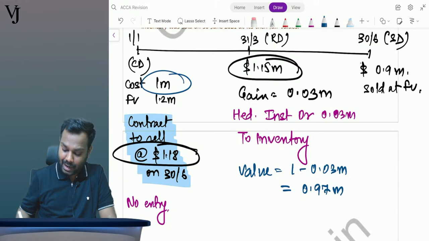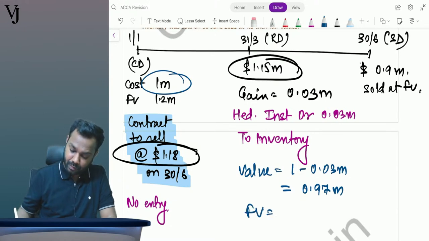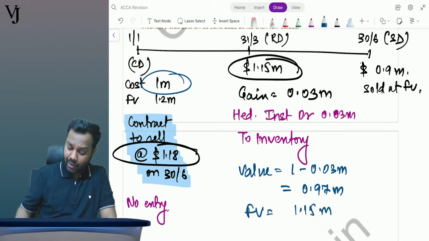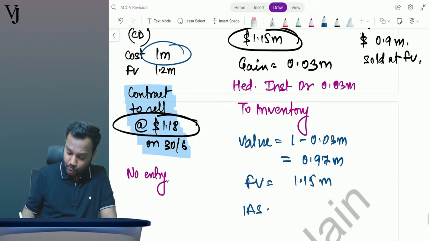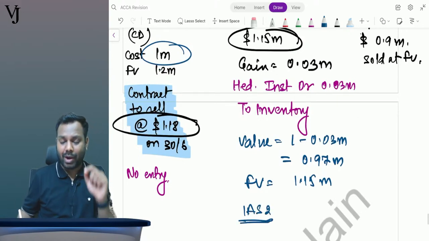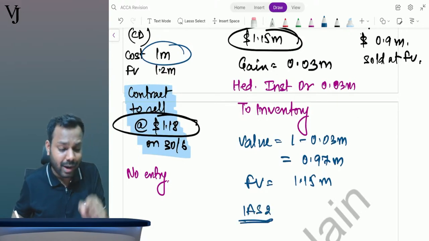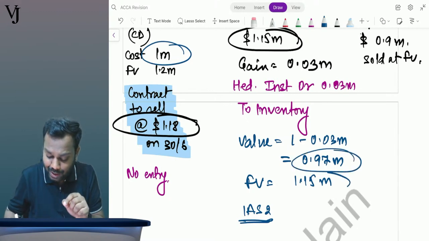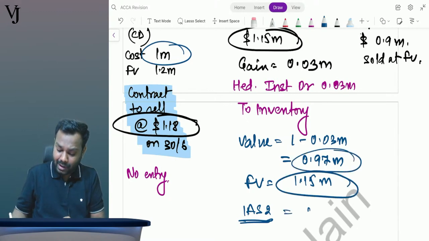0.97 million. And now what is the fair value? 1.15 million. Now as per IAS 2, we are required to measure at the lower of cost or net realizable value. So I will measure it at 0.97 million.